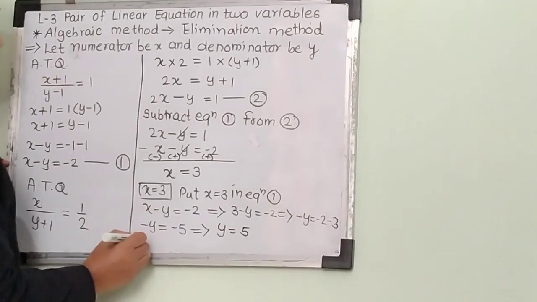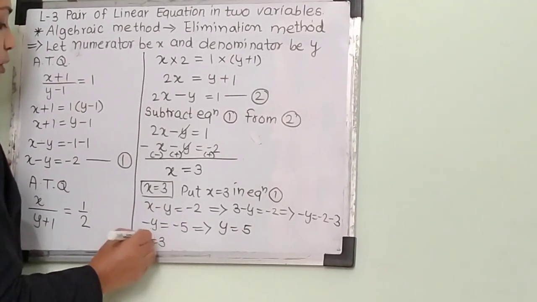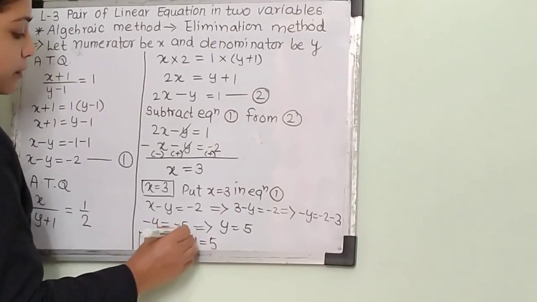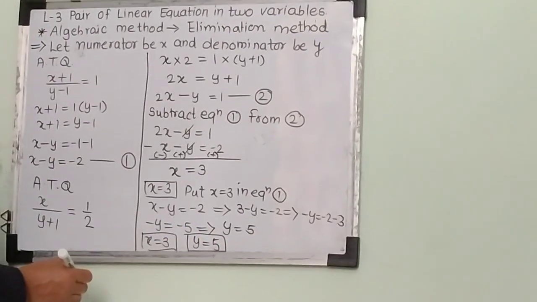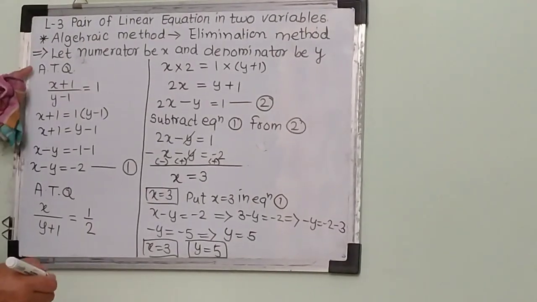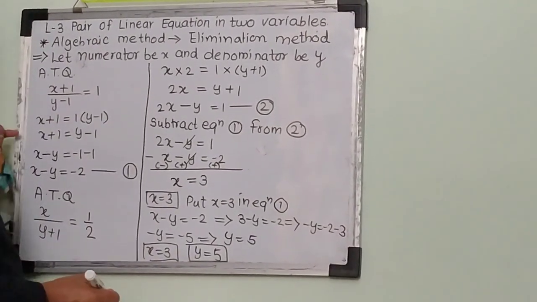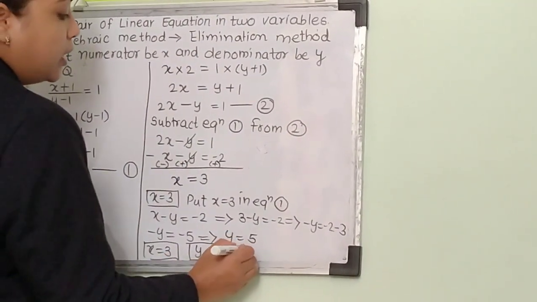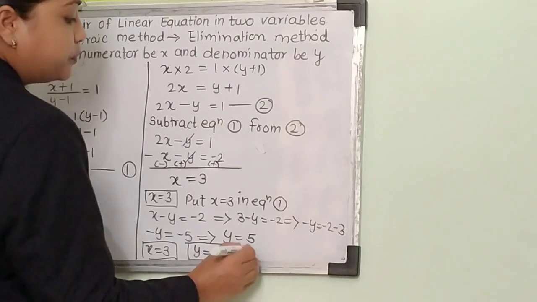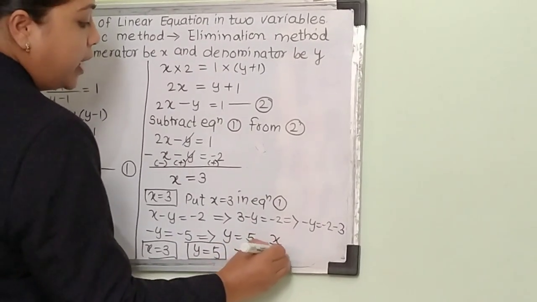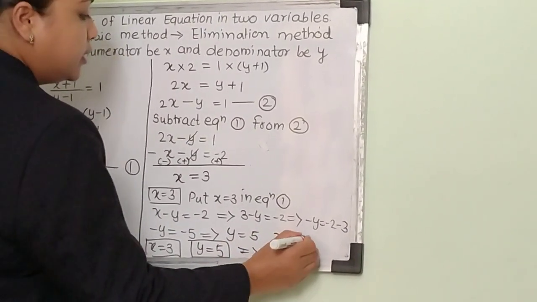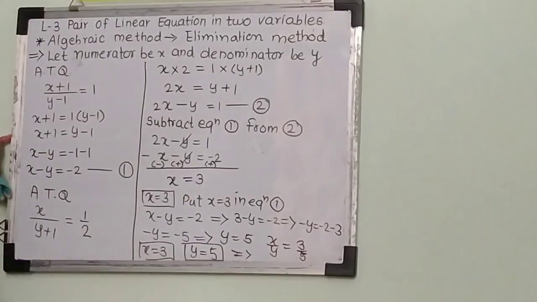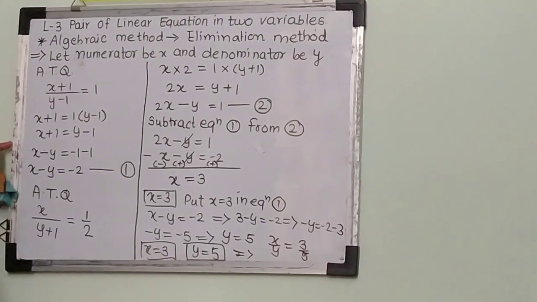So here we get x equals 3 and y equals 5 as the solution, but we require the fraction. So my required fraction is x upon y. So we can say that 3 upon 5 is the required fraction for the given problem.